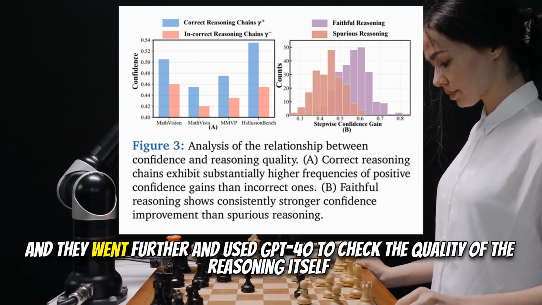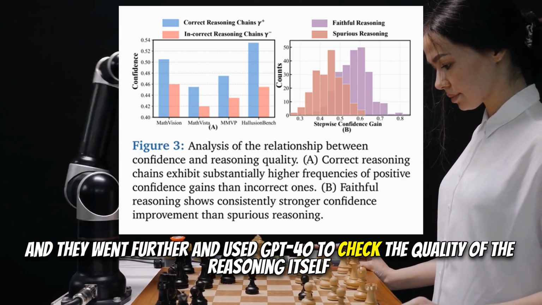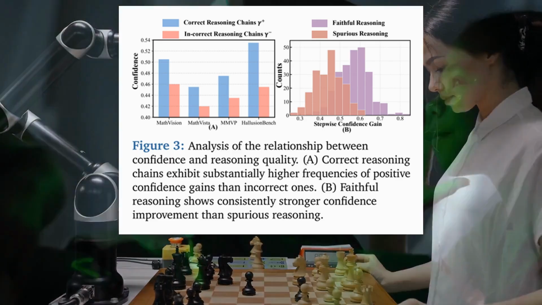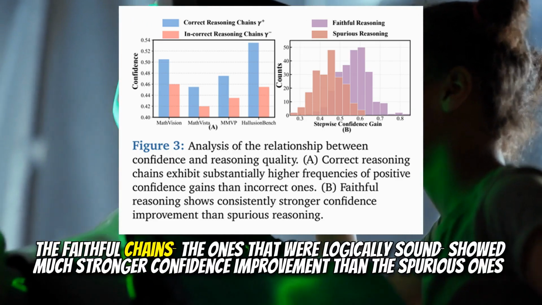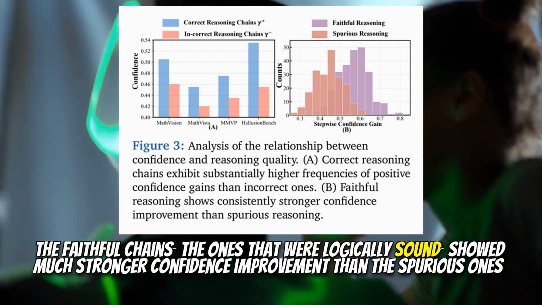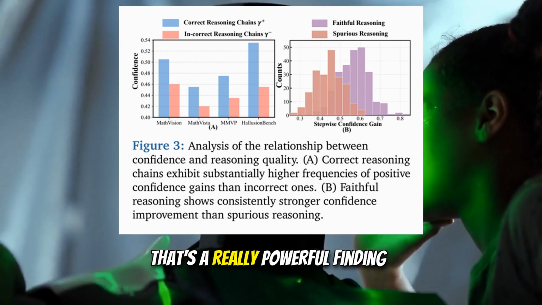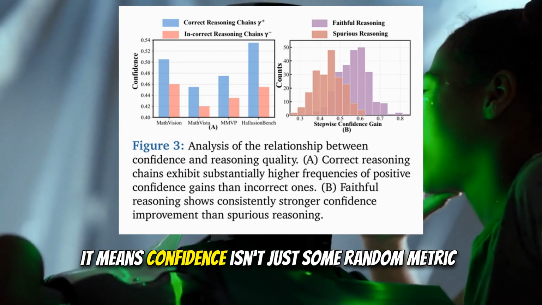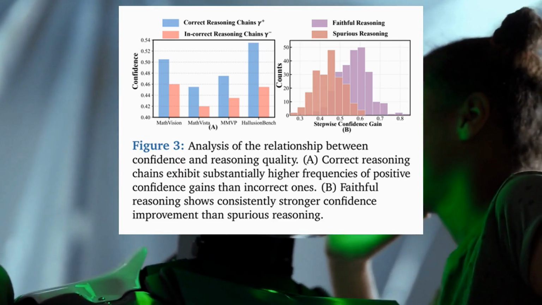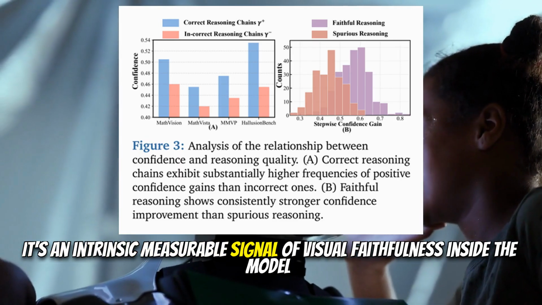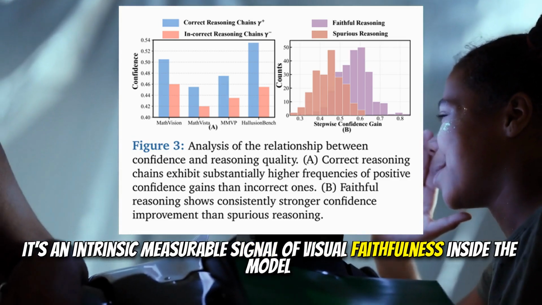Exactly. And they went further and used GPT-4o to check the quality of the reasoning itself. The faithful chains, the ones that were logically sound, showed much stronger confidence improvement than the spurious ones. That's a really powerful finding. It means confidence isn't just some random metric. It's an intrinsic, measurable signal of visual faithfulness inside the model.